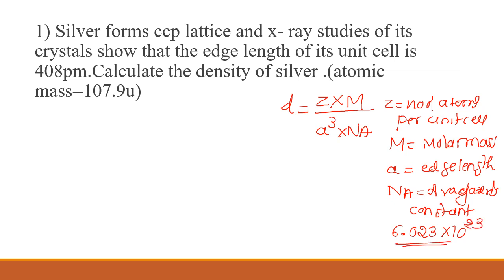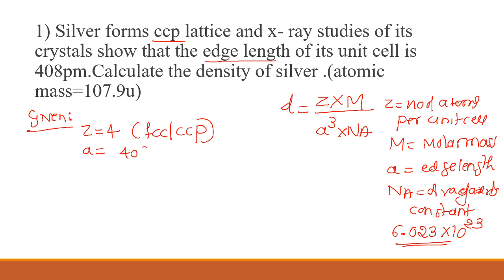Now what all is given in this problem? Let us write all those data. Silver forms CCP, here CCP in the sense FCC. So for CCP or FCC, what is the value of Z? It is equal to 4, isn't it? Because in FCC the number of particles per unit cell is always 4. Then the edge length is given. The symbol used for edge length is a, and its value is 408 picometer. Pico in the sense 10 to the power minus 12 meter.